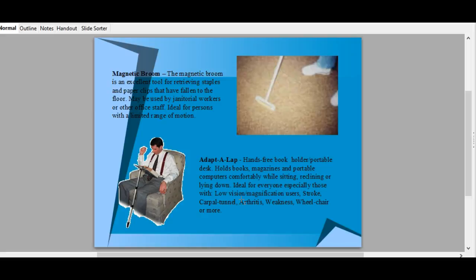And the next image shows what's called Adapt a Lab, a hands-free book holder or a portable desk that is really neat for people with low vision or after stroke, carpal tunnels, arthritis, weakness, or who are on wheelchair.